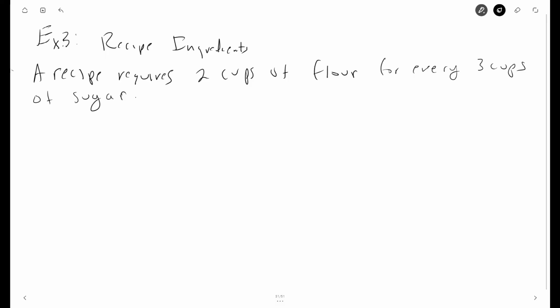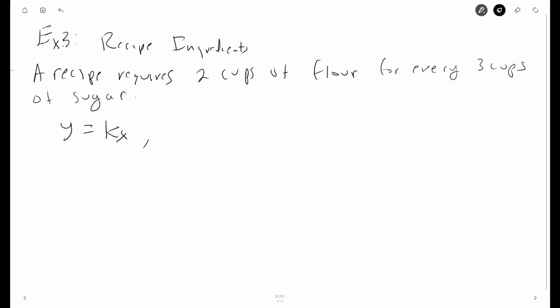So let's create a proportional relationship that involves flour, sugar, and the recipe. In other words, how much flour is needed to create the recipe. We need the equation again, y equals kx. But this time, I'm going to change it. We've seen an example before when I talked about ratios.